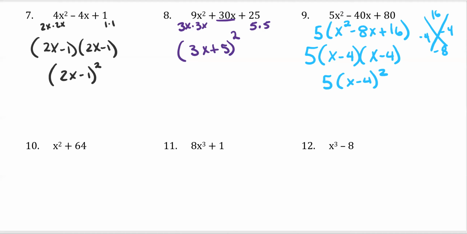All right, here we go. Number 10. x squared is x times x. 64 is 8 times 8. But whoa, hold on. It's a plus. So this is a sum of perfect squares. It is prime.